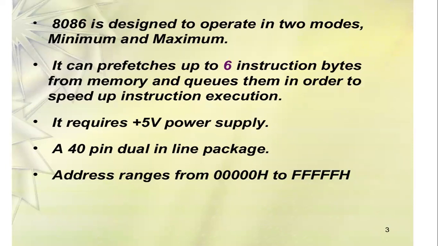It uses 2 stages of pipelining, that is fetch stage and execute stage, which improves the performance. Fetch stage can prefetch up to 6 bytes of instruction and store them in the queue. Execute stage executes these instructions, and it is available in 40-pin dual-in-line package. It requires 5 volts of power supply.